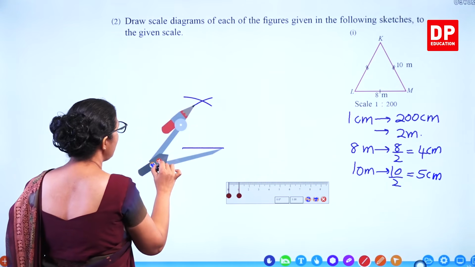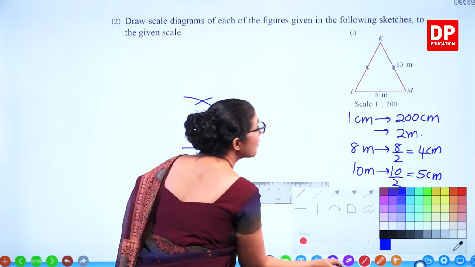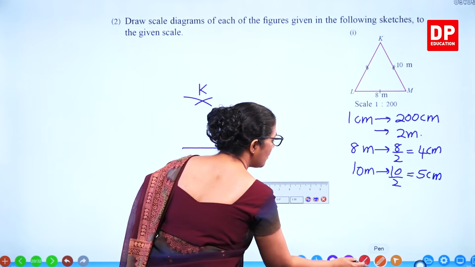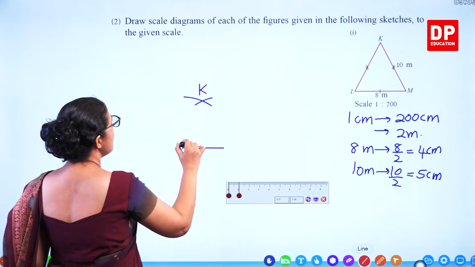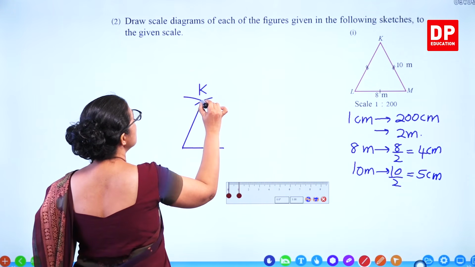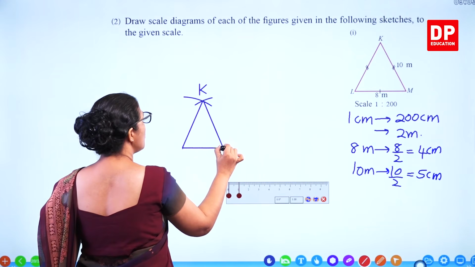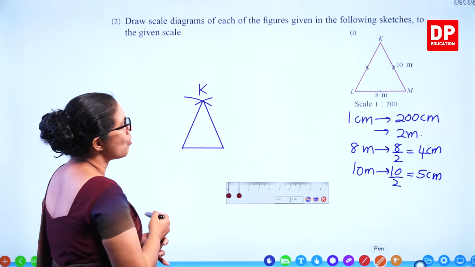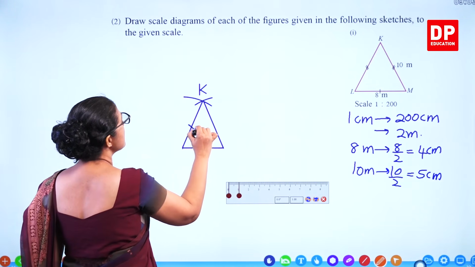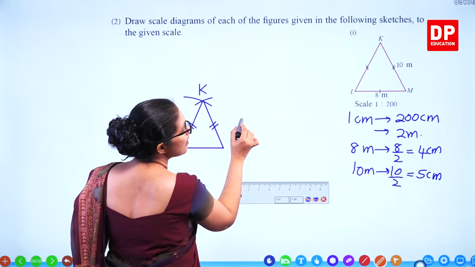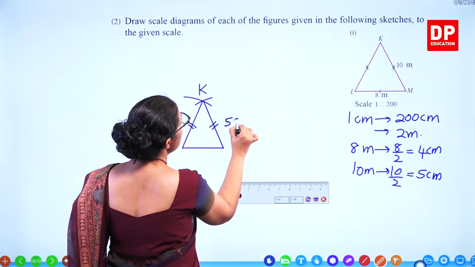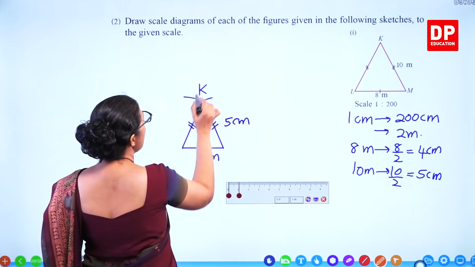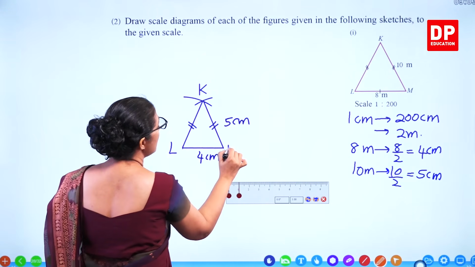So now we have the K point here, and you can connect it with the ruler here to here and here to here. So now we have the scale drawing. These two lengths are equal with 5 centimeter length and this is 4 centimeter length, KLM triangle.